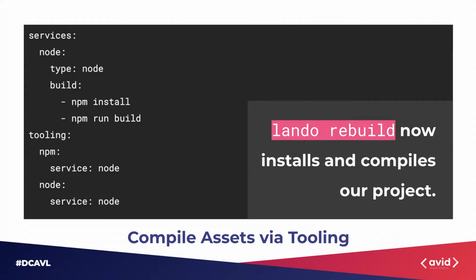Does that mean your package JSON has to be in the directory relative to the Lando YAML file, or is it in your theme folder?